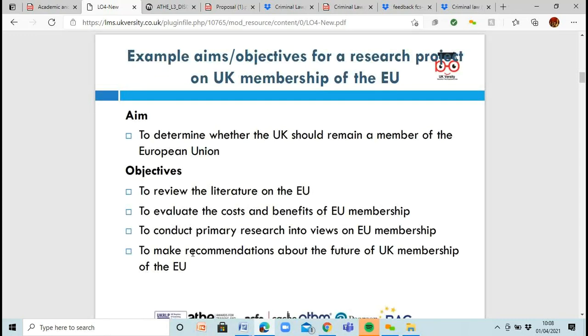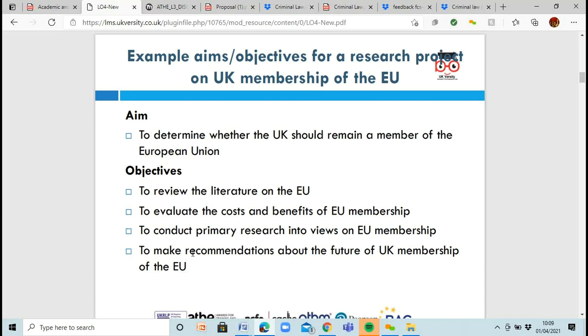So aims and objectives that you can use. These are some examples. Your aim might be to determine whether the UK should remain a member of the European Union. Remember, today we're just looking at different topics that maybe we might want to research. Now, you don't have to choose these. These are just examples of the type of style you might want to use. So our aim was to determine whether the UK should remain a member of the European Union.